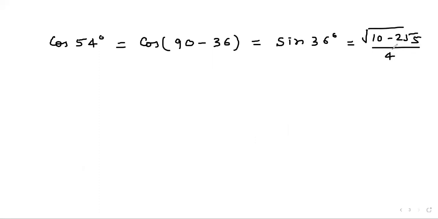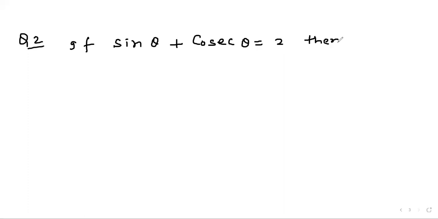Now, let's consider the second question. Question number 2. If sine theta plus cosec theta equal to 2, then what is the value of sine 10 theta plus cosec 10 theta? So let's consider the solution.